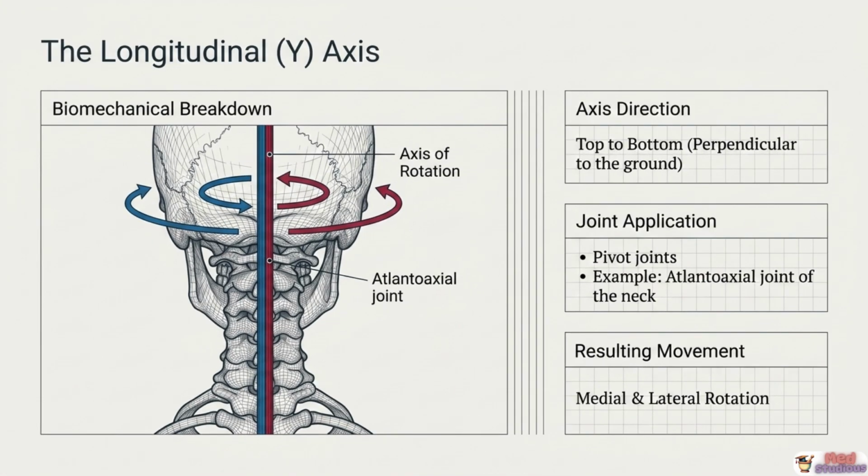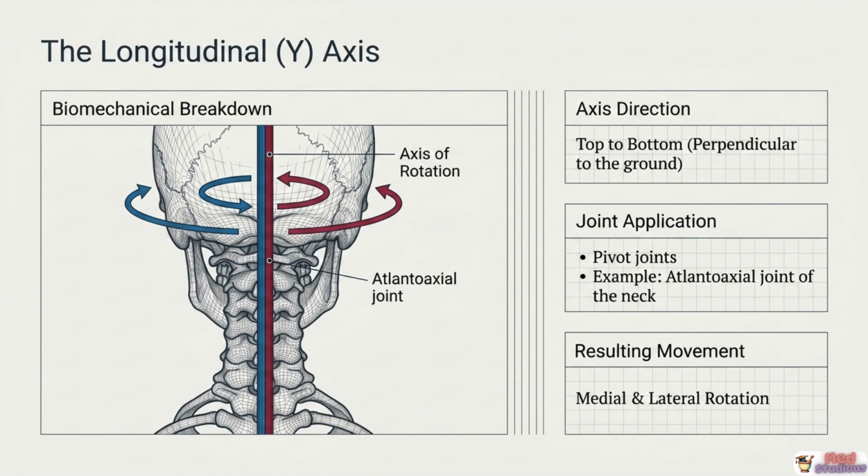The second axis is the longitudinal axis, also called the y-axis. This axis runs vertically, from the top of the head down to the feet, perpendicular to the ground. It is formed at the intersection of the coronal plane and the sagittal plane. To visualize it, imagine a vertical pole running straight down through the center of the body, from skull to feet, like the central axis of a spinning top.